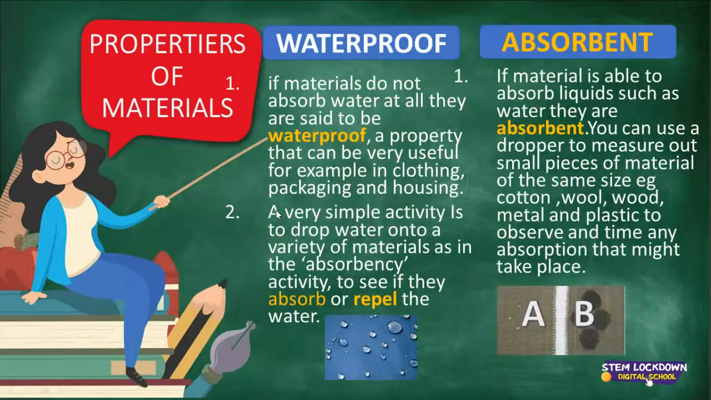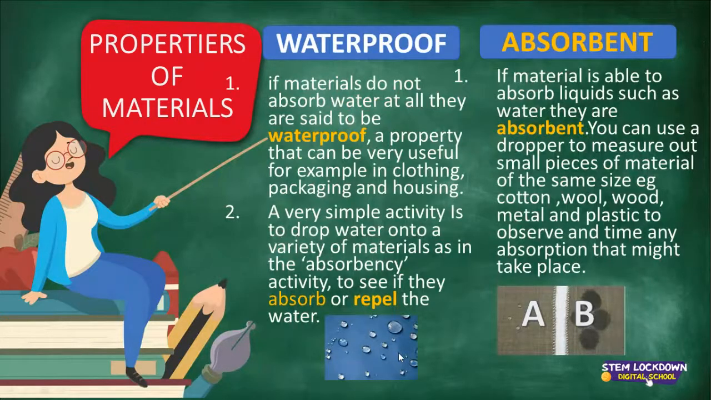Number two, you can do a simple activity. You just drop water onto a variety of materials, as in an absorbency activity, to see if they absorb or repel the water. On this picture, indicated on the waterproof column, you can see the water droplets on top of this material, indicating that the water droplets cannot go through. So this material is waterproof.